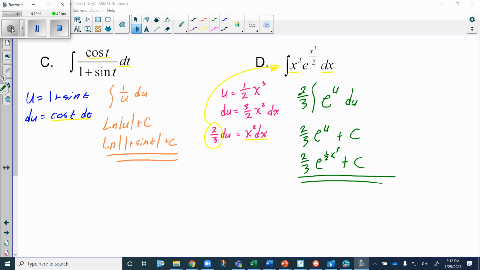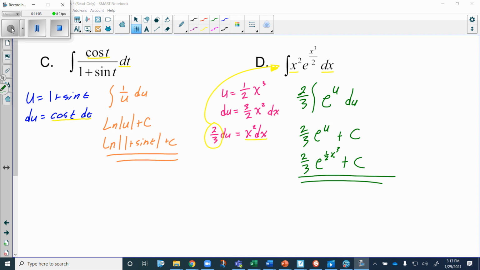So the u substitution will give me the integration of 1 over u du, or du over u, however you prefer it. The integration of the u expression will be natural log of u plus a constant of integration, and at that point we can substitute the expression 1 plus sine of t back in for the u value.